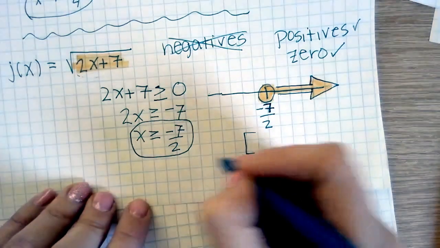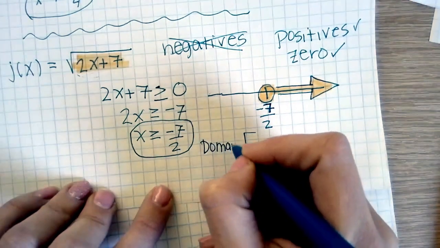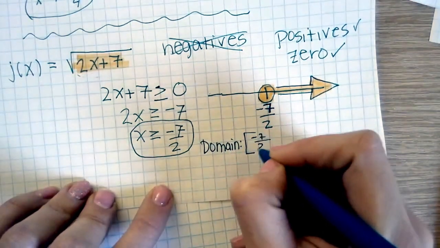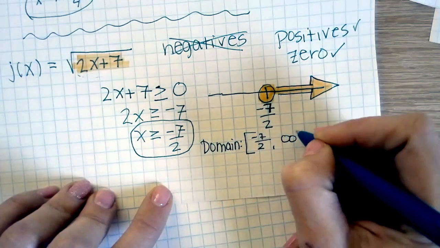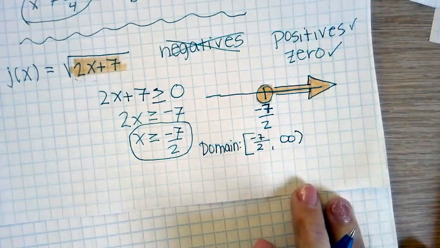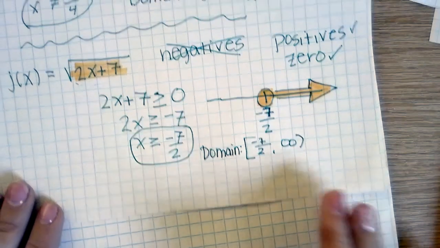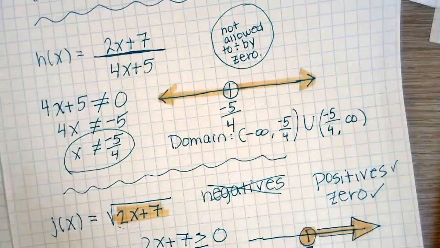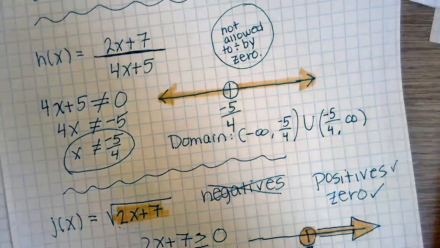So what's the domain going to be? Bracket, negative 7 over 2. Good. To infinity, and infinity always gets parentheses. And that's it. Okay? So that's with any square root, as long as it's not negative. For right now, yeah. So we're dealing with square roots and simple radicals. As the year progresses, we're going to have things that are going to get more intense. Right now, we're at like the diet level.